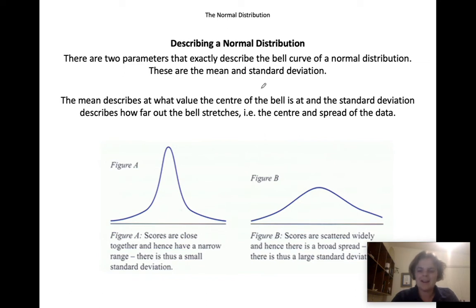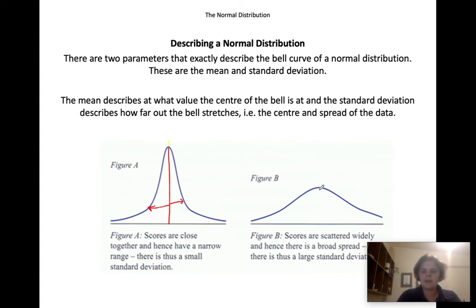So once you know about the mean and the standard deviation, you can do a lot with normally distributed data, which is a lot of data that you get. So here's an example that might help you understand what a high standard deviation and a low standard deviation might look like. This one on the left would have a low standard deviation because here's your mean, and you can see that most of the data is really close to the mean. So that one's a small standard deviation.